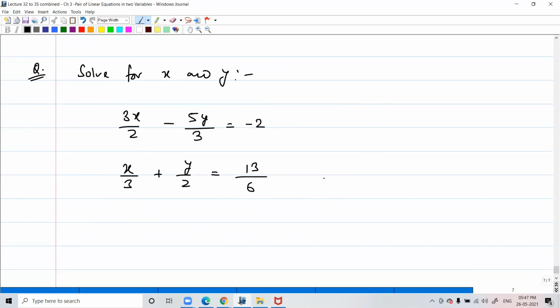Remember, you can use any of the equations to find the value of x or y. It doesn't have to be the first equation always. You can pick the second equation also. Find the value of x or y, whatever you feel like, and put it into the other equation.